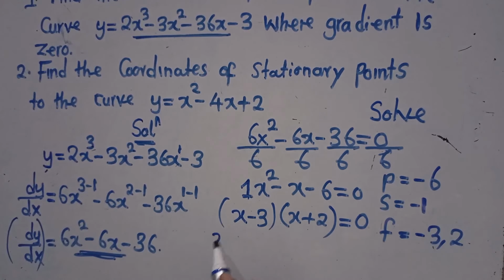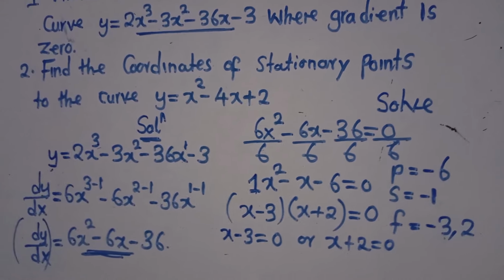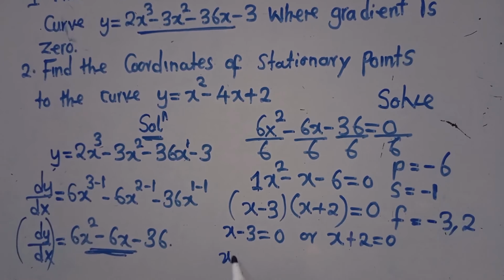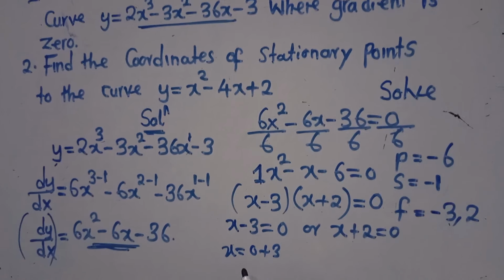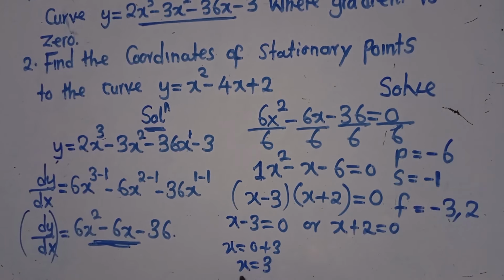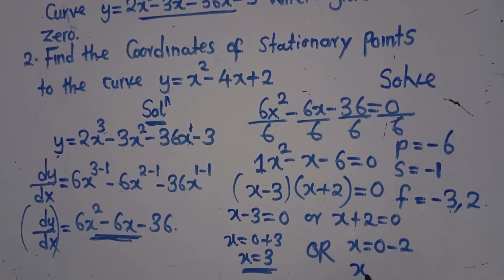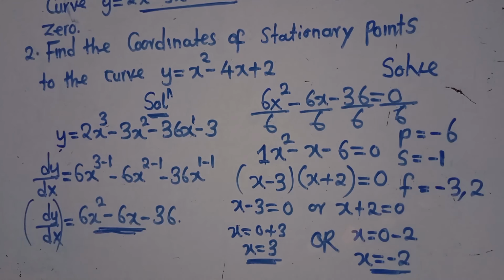So you solve this. x minus 3 is equal to 0, or x plus 2 is equal to 0. So how can you solve this? x is equal to 0 plus 3, so x will be equal to 3. Or x is equal to 0 minus 2. When it crosses the equal sign, the sign will definitely change. So x is equal to negative 2. These are the two answers that we found. So x is equal to 3, x is equal to negative 2.